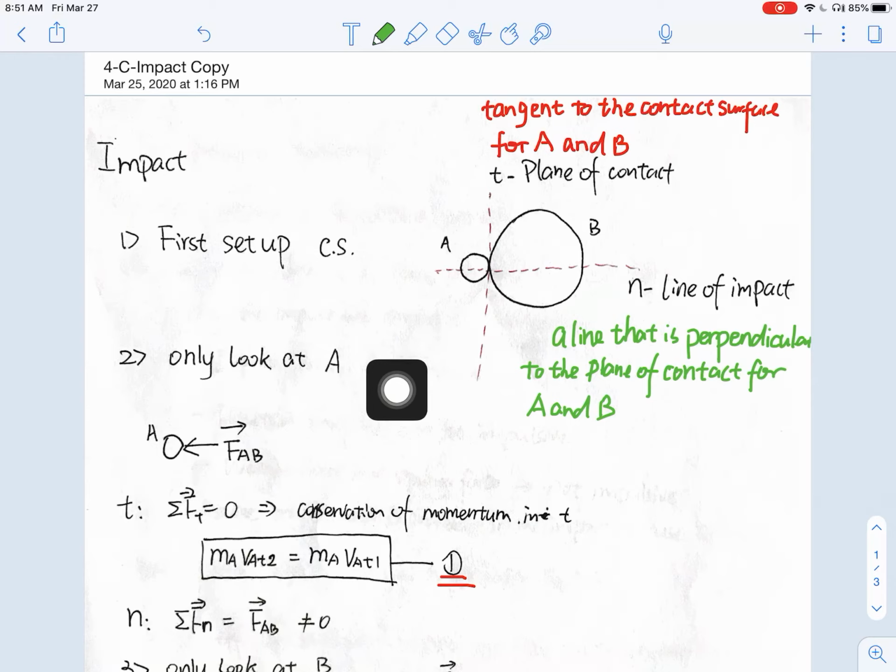Once you have the coordinate system, you can just take a look at one of the particles, A. If we only look at A, A will have a force F_AB, a force coming from particle B. That's an impact force. In the T direction, if we sum all of the forces, there is no other force in the T direction, so the sum of the forces equals 0. That means conservation of momentum in the T direction, and we can apply the impulse-momentum equation. The left-hand side of the equation will be 0, since the sum of the forces equals 0. Then we get the equation m_A v_AT2 equals m_A v_AT1.